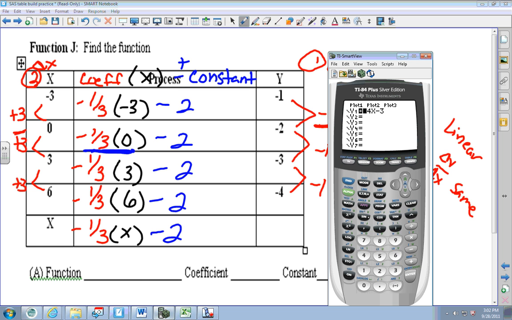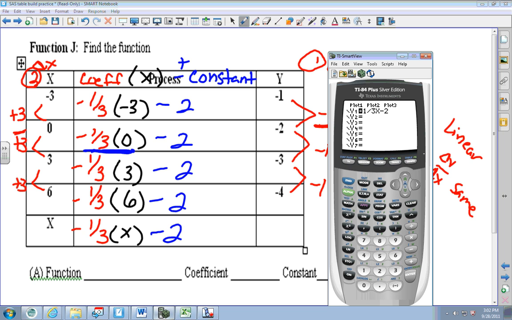So I'm going to go to y equals. I'm going to put in there 1 divide 3 x minus 2. I'm going to press second graph. Now it says negative 3. Let's see. I've got negative 3 and negative. That says negative 3. What did I do wrong here? Let's go back up here. I put a positive 1/3. See how I did that?